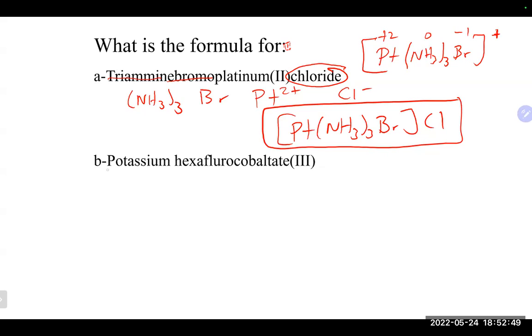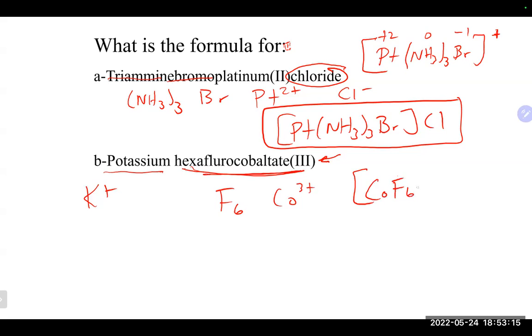Same thing here. We see potassium, which is our counter ion. This is our complex ion. By the way, I know that because the metal always comes at the end of the complex ion name. So that is definitely the metal part. Once again, potassium is K+. We have hexafluoro, which is like 6 fluorines, and we have a cobalt that has a +3 charge. So once again, just building the complex ion part.